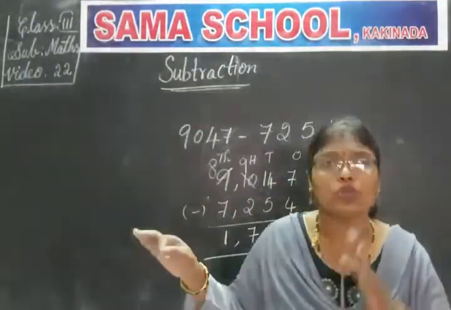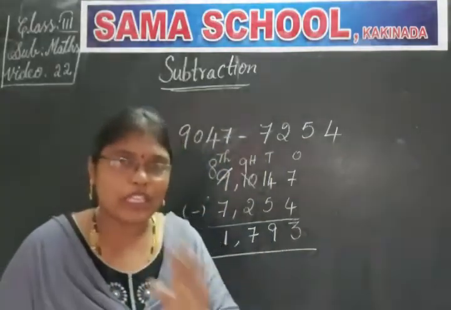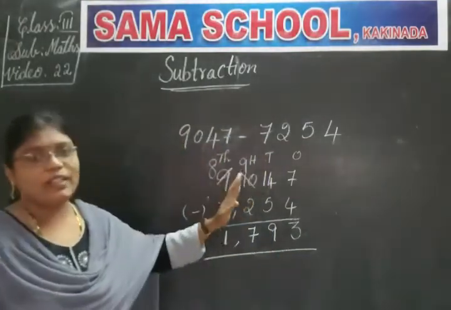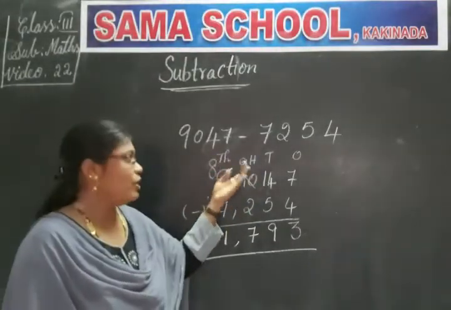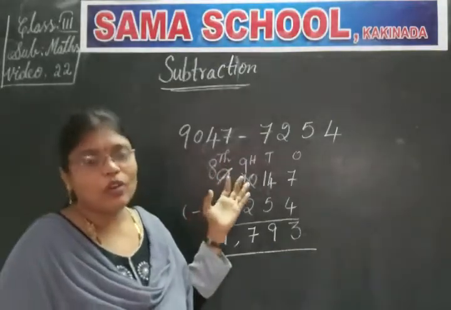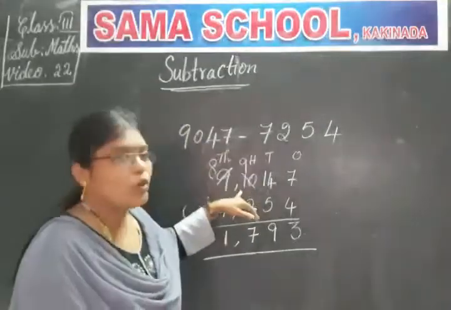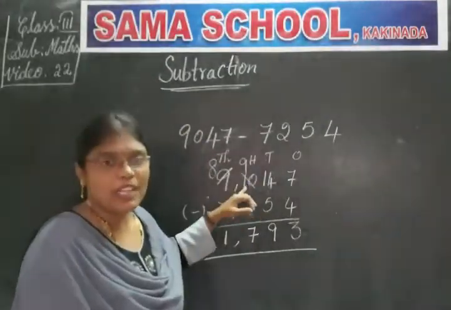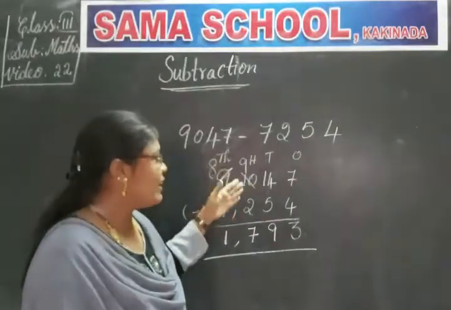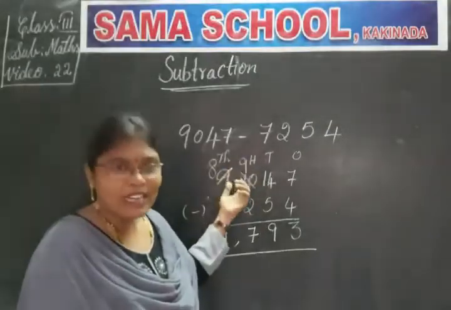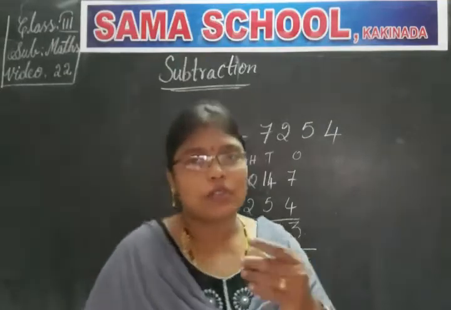So children, this is very simple. This is how we do a borrowing subtraction when there is 0. We cannot borrow anything from 0. Yes or no? So we will move to the next place, and from there we will borrow to 0's place, and now it will become 10 or some value. Then again from that 0's place we will go to the next place. See children, it's very simple.